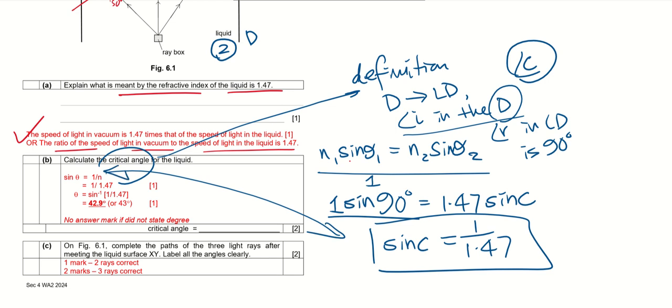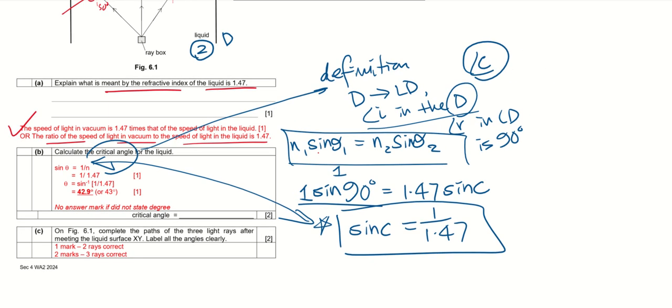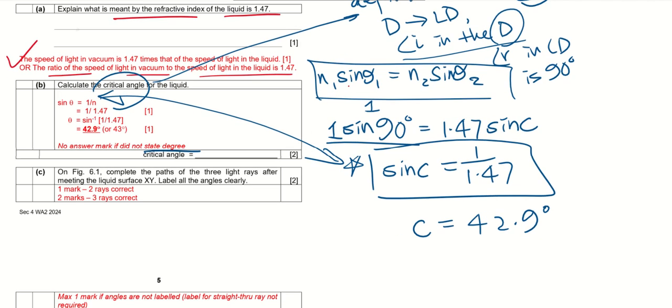They are the same. Just that for my class, I teach them n1 sine theta 1, because if you understand it, you don't have to memorize one more formula which can help you to find the critical angle. But if you still want to memorize 2 formulas, it's fine. So with that, I should get the critical angle to be 42.9 degrees. Take note to put down the units.